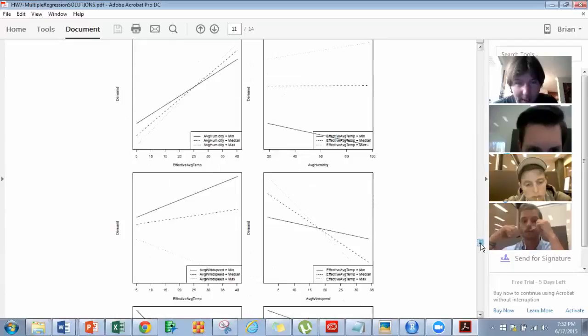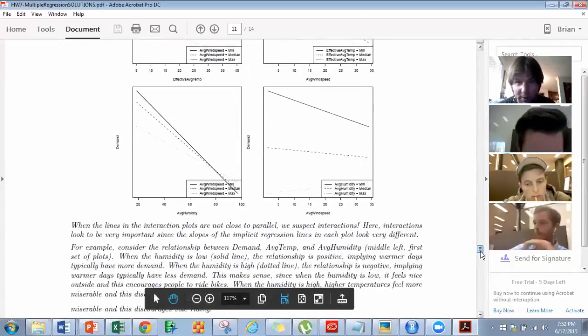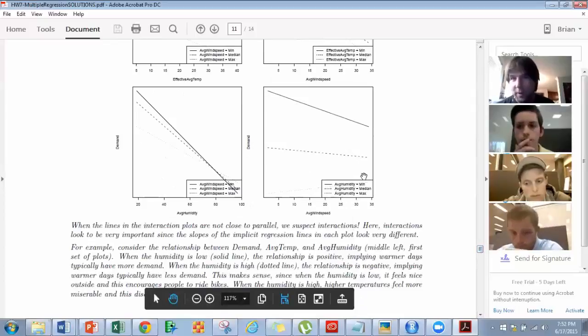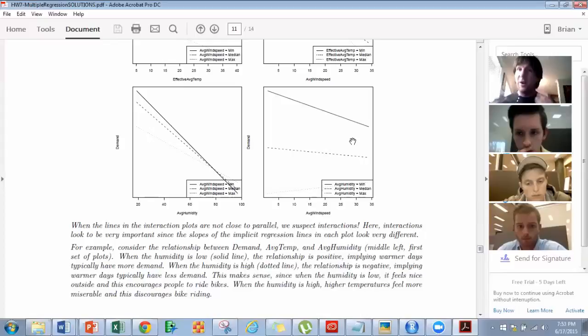If we have parallel lines, which we can't find a perfect example of, this one's a decent example of parallel lines right here. Let's ignore the bottom line, but do you see how it doesn't change the slope with these right here that much? The more perpendicular they are, the more of an interaction there is, because the more it's changing the variable. So the more parallel they are, the less interaction.